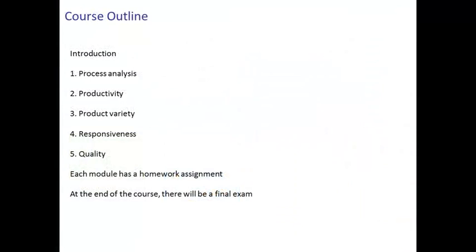After these introduction sessions, there are going to be 5 modules in this course. The first module is probably the hardest one, and the one that will keep you busy most likely closer to 2 weeks rather than 1 week. That's a module on process analysis. And then we have 4 modules mirroring the 4 dimensions of operational performance that we talked about in the introduction. We have a module on productivity, one on product variety, one on responsiveness, and one on quality.